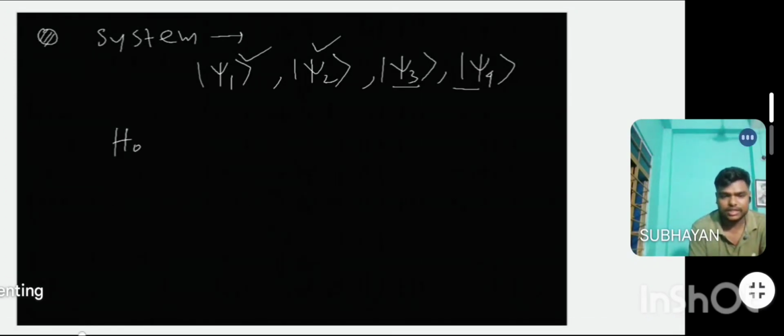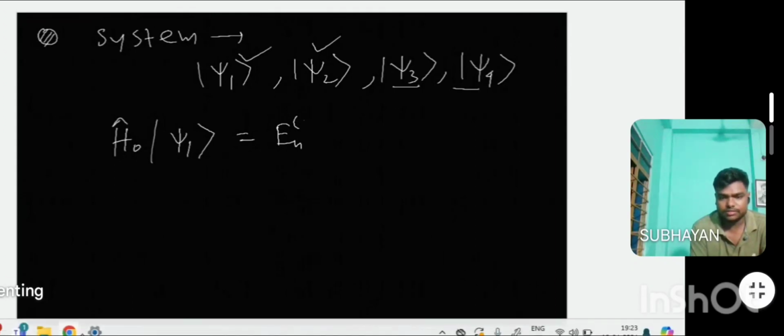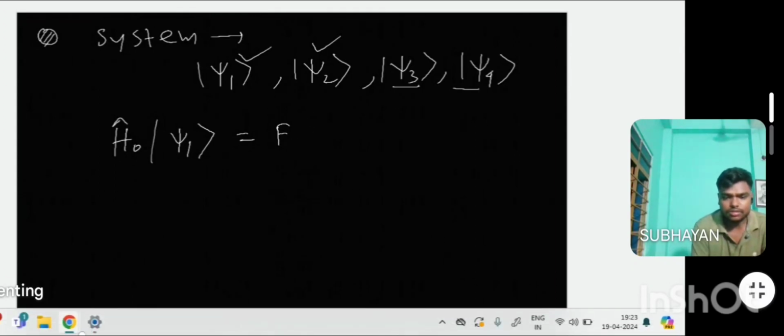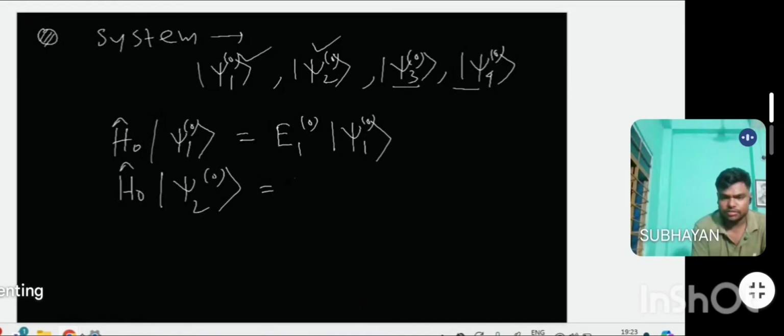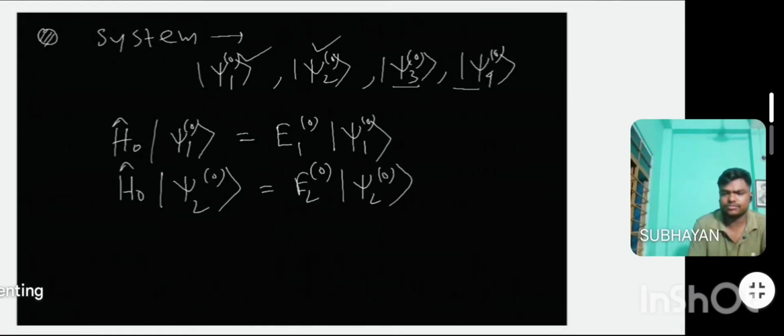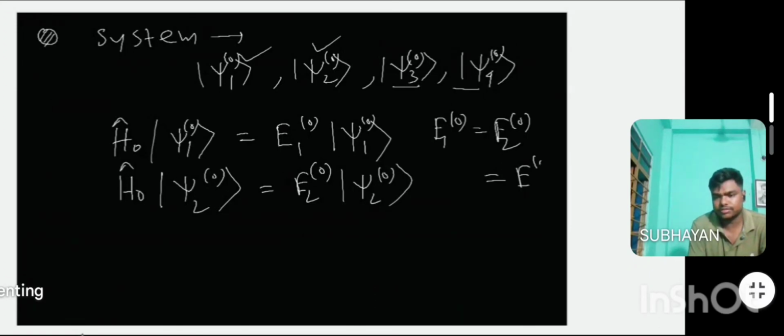So you can write this, suppose En naught, that means E1 naught of psi 1. Suppose for the unperturbed basis, I am writing this one. H of psi 1 naught is E1 naught psi 1 naught. H of psi 2 naught is equal to E2 naught psi 2 naught. And suppose E1 naught equals E2 naught equals, suppose, E naught. So this is a twofold degeneracy of the system. Two different states have the same energy E naught.